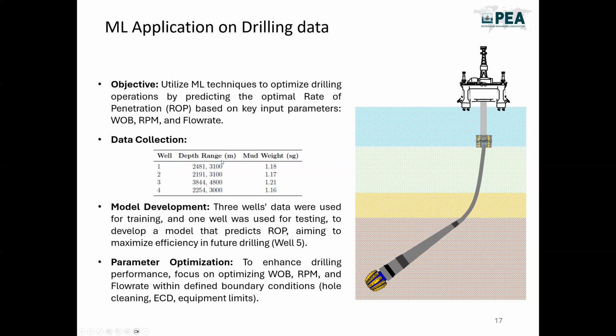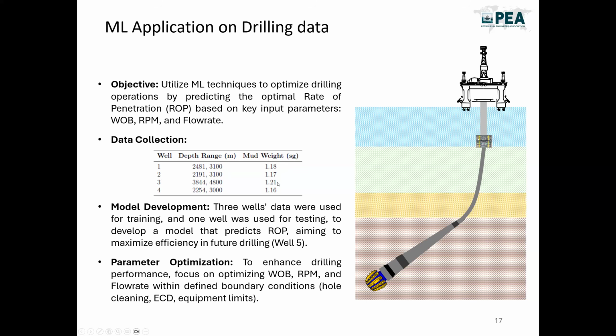The data are from the same specified formation. You can name it formation A. Wells 1, 2, 3, 4. You can see the depth ranges: 2200 to 3100, 2100 to 31, 3800 up to 4800, and so on. And even if you look at the mud density, you can see that they are much closer to each other: 1.18 SG, specific gravity, 1.17, 1.21, 1.16.